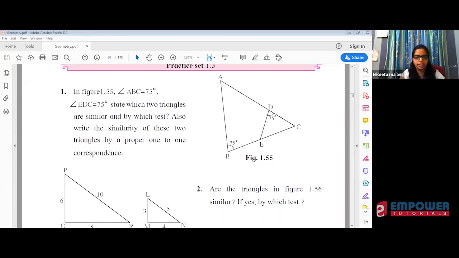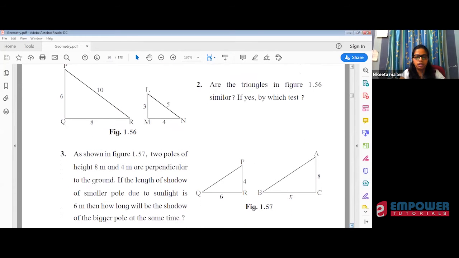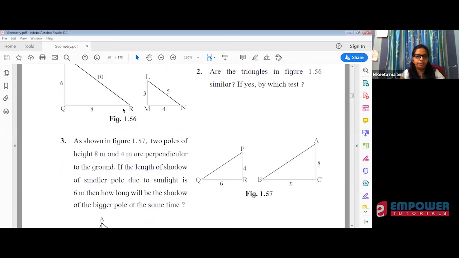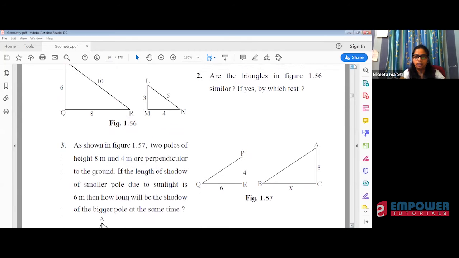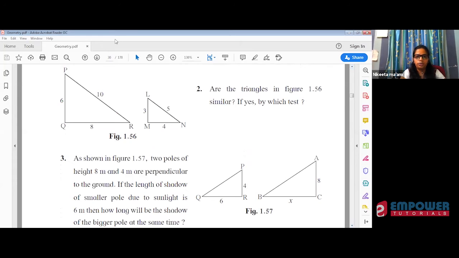If you see in the next question, are the triangles in figure 1.56 similar? If yes, by which test? So if I write PQ upon LM, which is equal to 6 upon 3, which is equal to 2 upon 1. Okay, so this is my first.